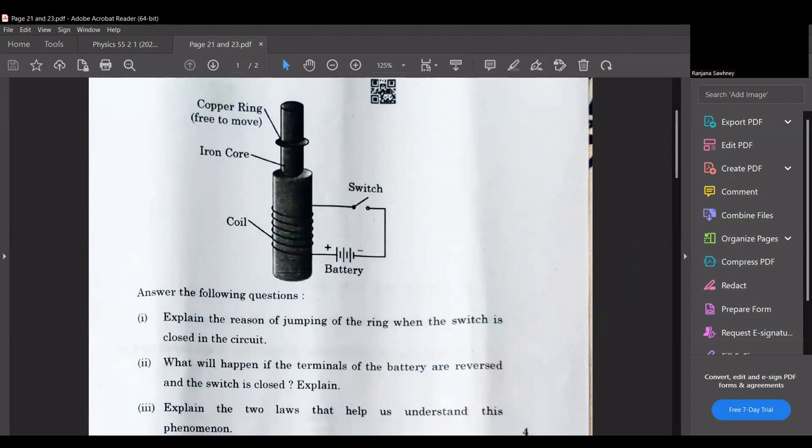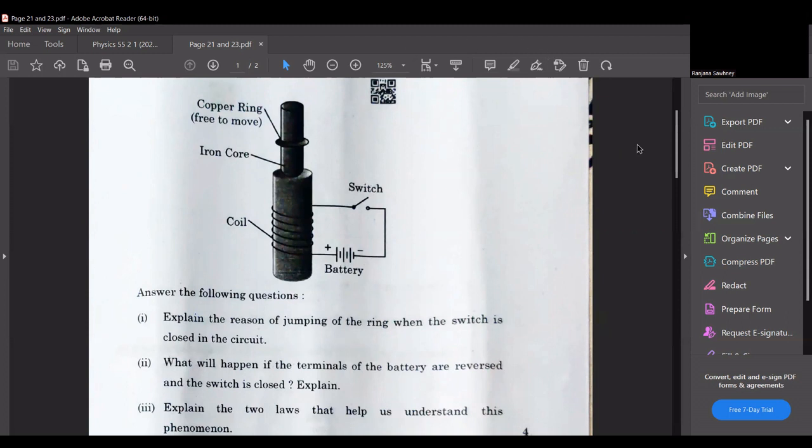Explain the two laws that help us to understand this phenomenon. The two laws are Faraday's laws of EMI. That is, whenever there is a change in magnetic flux linked with the coil, an induced current is produced. And the second is Lenz's law, which states that the induced EMF produced will oppose the rate of change of magnetic flux.